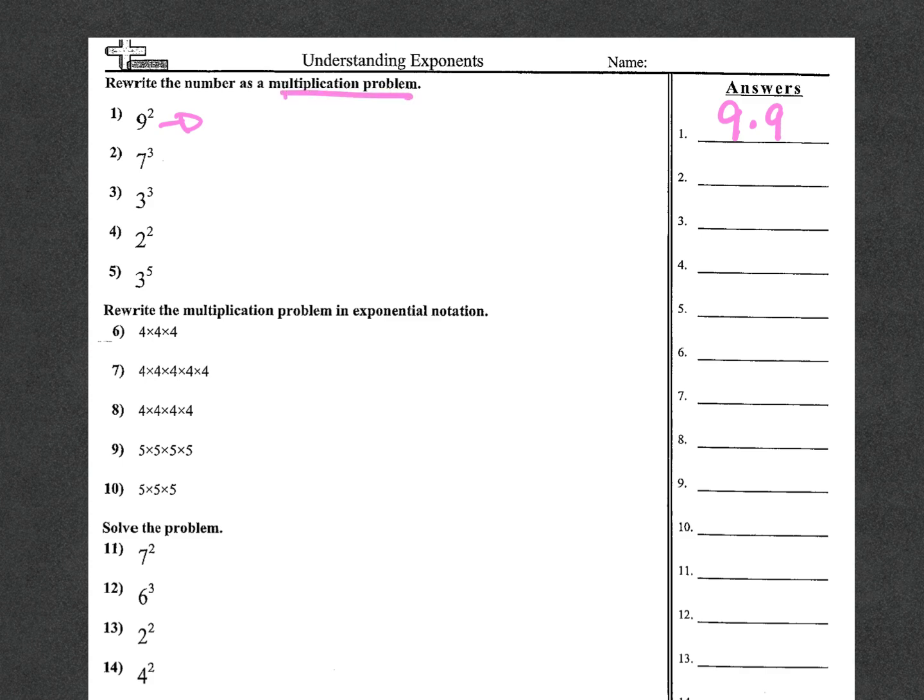Okay, so this one says rewrite the multiplication problem as exponential notation, which means I'm going to take my base of 4, this is number 6, and then I'm going to count them. I got 1, 2, 3, so it's 4 to the third power. So you're going to have an exponent in there. That's where the exponential notation comes in.